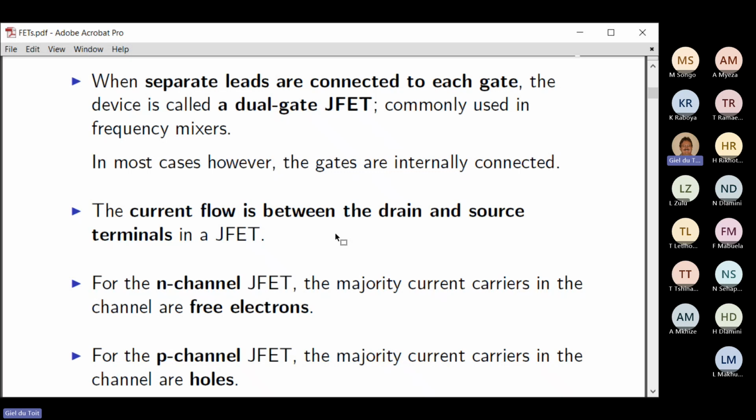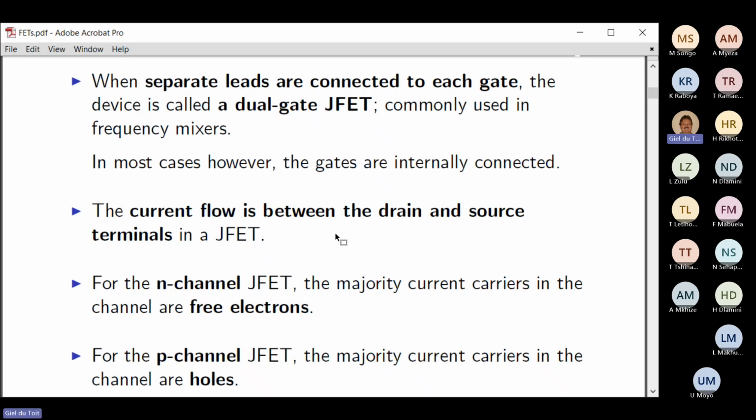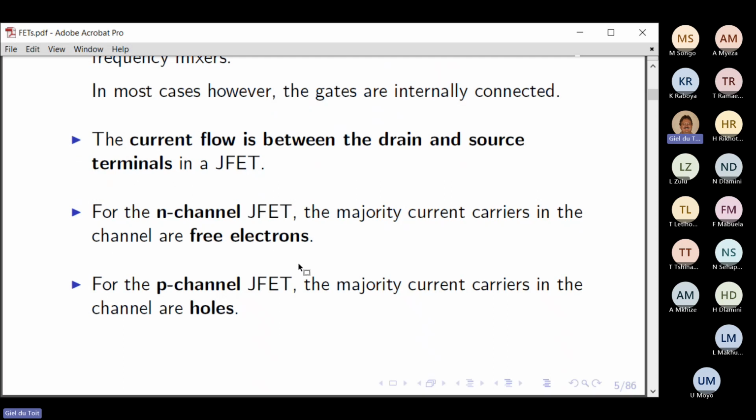Now, for FETs, unlike bipolar transistors, the current is always majority carriers, for both the N-channel and the P-channel. So remember this: majority carriers. If I ask you in an exam, for a bipolar transistor and a FET, which one is majority and which one is minority? For FETs, they are always majority current carriers. Right, any questions so far?